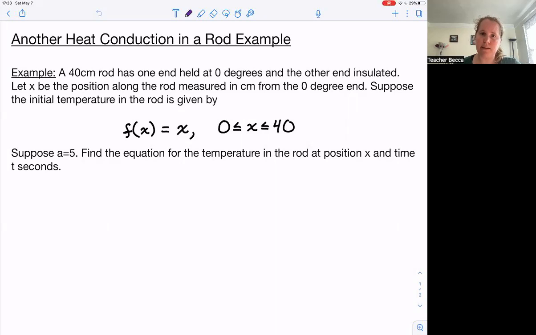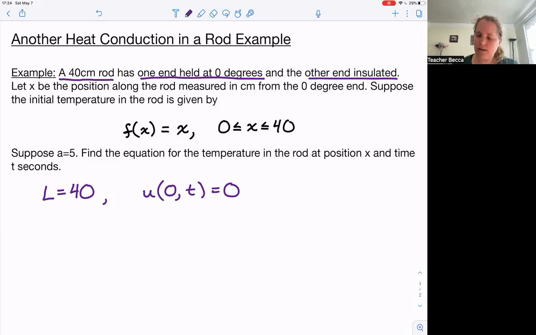So again, just going through and identifying the information, we have a 40 centimeter rod. So that means we are working with L equal to 40. We have one end held at 0, the other end insulated. And X is measuring from the 0 degree end. So we have one end held at 0, so U of 0, T is equal to 0. The other end insulated means we are looking at the case where the partial with respect to X at L, T, or in this case 40, T, is equal to 0.